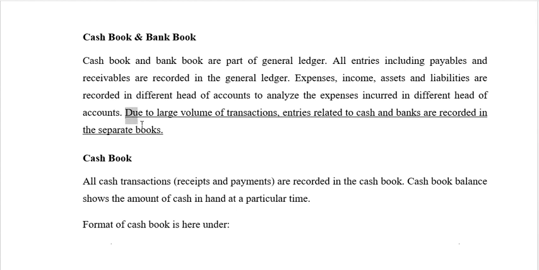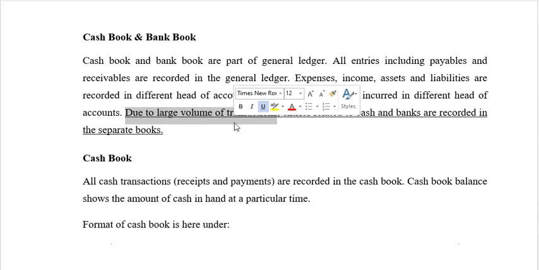Due to the large number of transactions, all entries mostly related to cash and the bank will be recorded as a separate book. Now we will look at some different cash book formats, and you can easily adopt one. All cash transactions, related to cash payments and cash receipts, are recorded in the cash book format, which provides a little summary about the cash ledgers and is helpful for making good decisions.